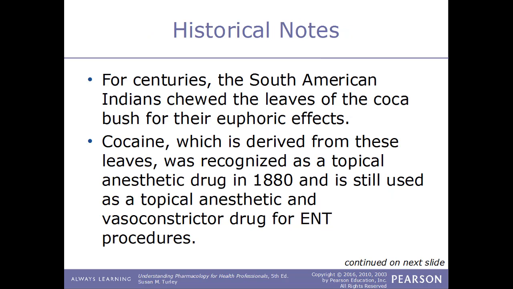Now move on to a historical note. For centuries, the South American Indians chewed on the leaves of the coca bush for their euphoric effects. Now they got those euphoric effects due to the presence of cocaine. Cocaine is derived from these leaves and was recognized as a topical anesthetic drug in 1880 and is still actually used as a topical anesthetic and vasoconstrictor drug for some ENT procedures.